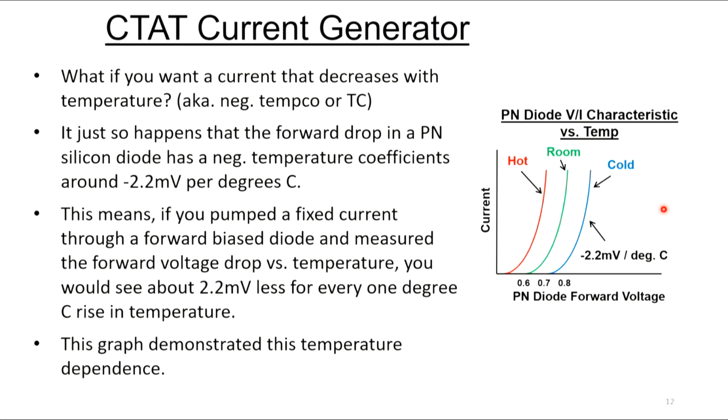And this graph over here demonstrates what that looks like. This is the forward VI curve of a diode. At room temperature, you get about 0.7 volts as your forward voltage. We're all pretty familiar with that. But if you took that to cold temperature, that voltage goes up to maybe 0.8 volts. If you took it to hot temperature, that voltage goes down to maybe 0.6 volts. So the diode voltage is changing by about 2.2 millivolts per degree C, but in the negative direction. The diode voltage goes down as temperature goes up.